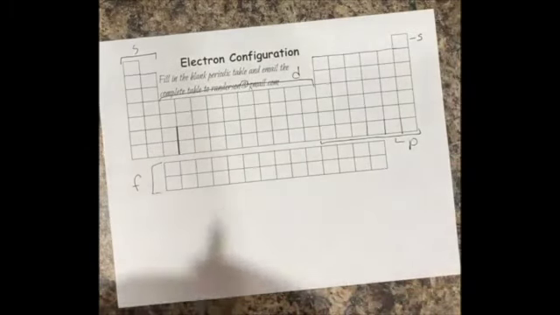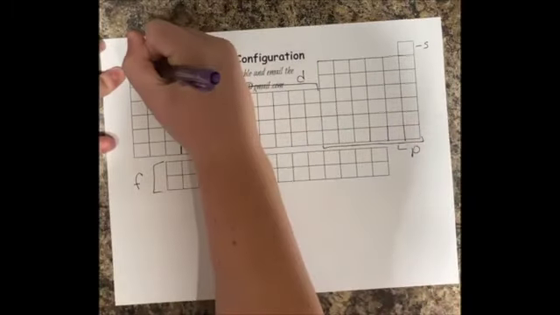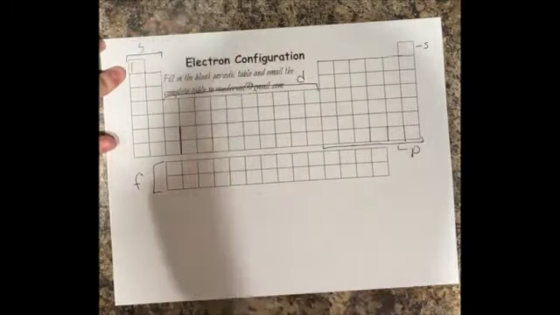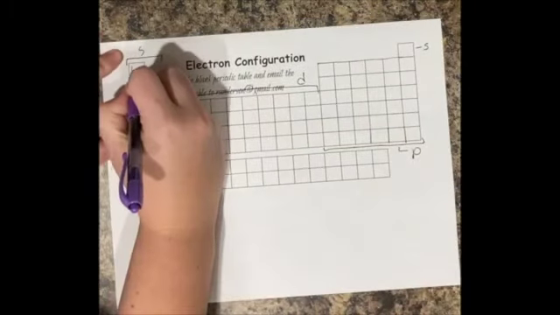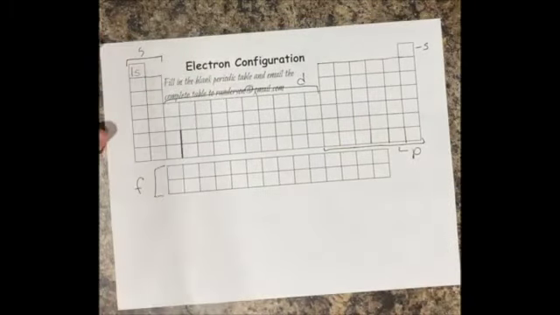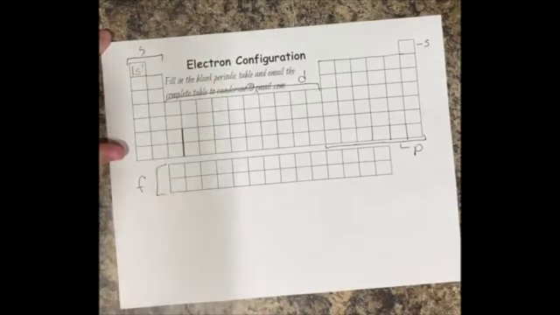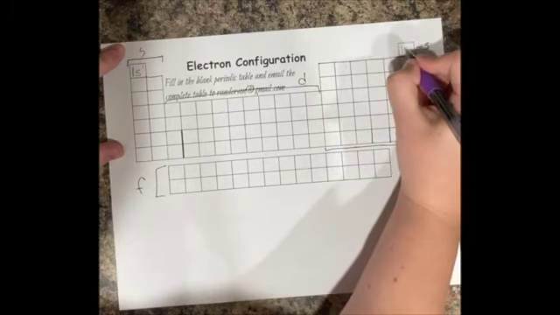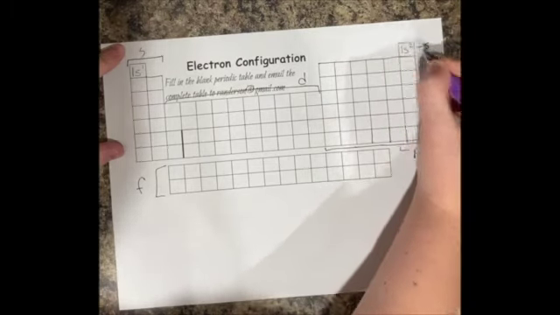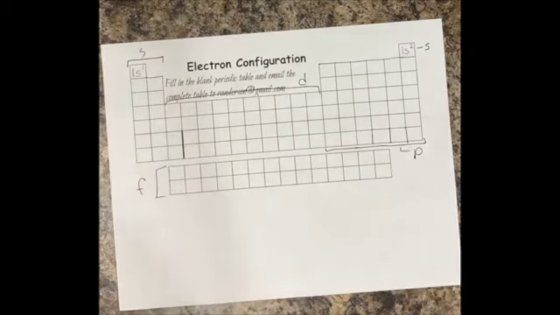All right, so we have our first color. This is the first period or the first line, so this first number is going to be a 1. And then it is in S, so this will be 1s. And it's the first box, so it'll be 1s1. Then over here, we're still in 1. We're still in S, but this is the second box, so it'll be 1s2. All right, that's it for number 1.